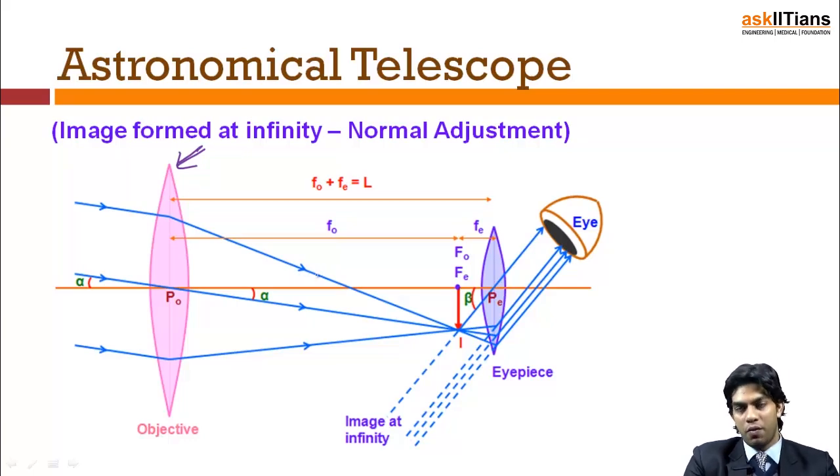As the object is at a very far off place, the light rays will be coming from infinity, that is, a parallel set of light rays will be hitting my objective lens.